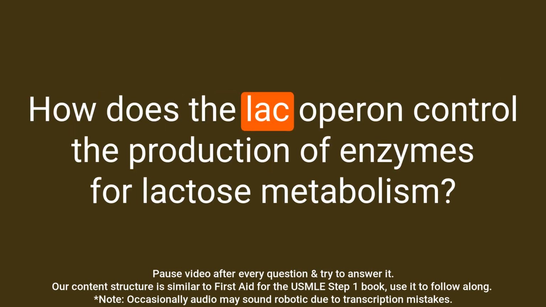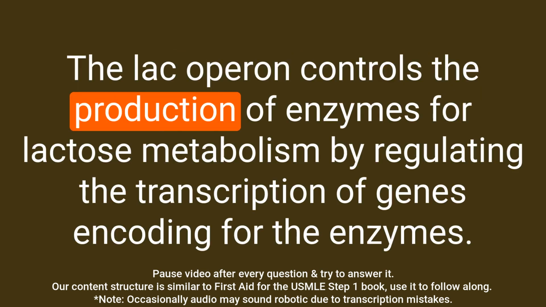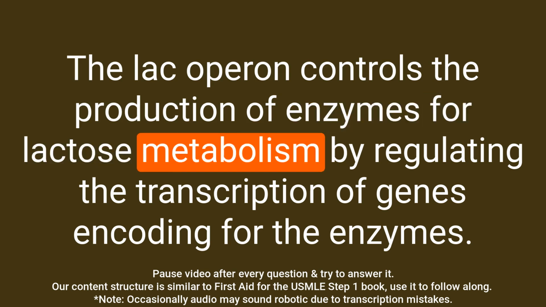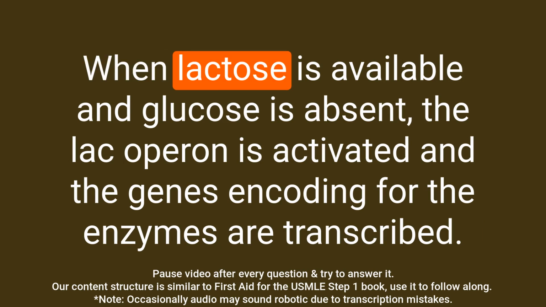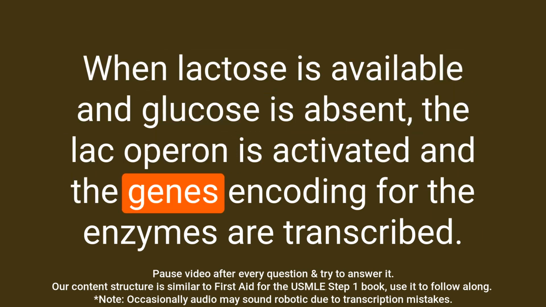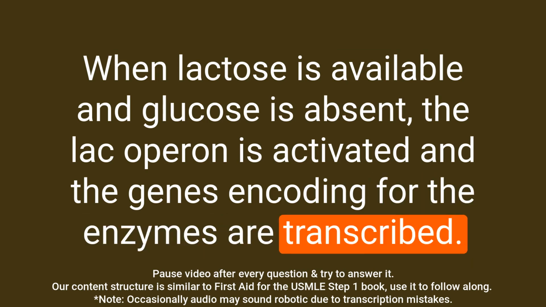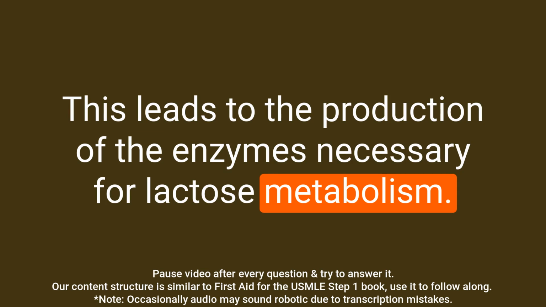Question: How does the Lac Operon control the production of enzymes for lactose metabolism? Answer: The Lac Operon controls the production of enzymes for lactose metabolism by regulating the transcription of genes encoding for the enzymes. When lactose is available and glucose is absent, the Lac Operon is activated and the genes encoding for the enzymes are transcribed. This leads to the production of the enzymes necessary for lactose metabolism.